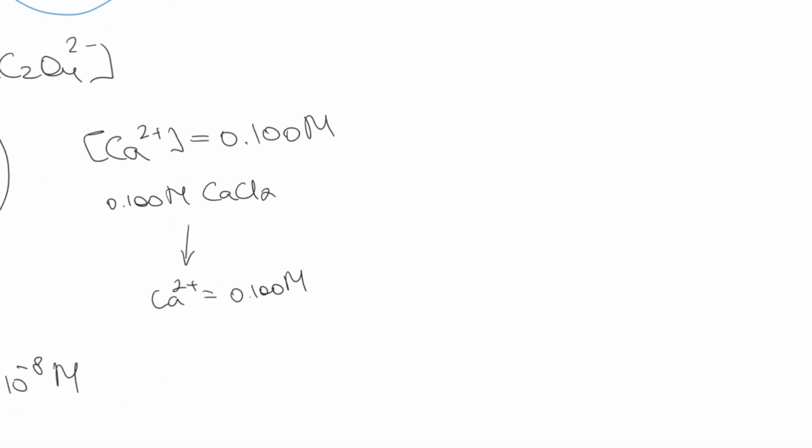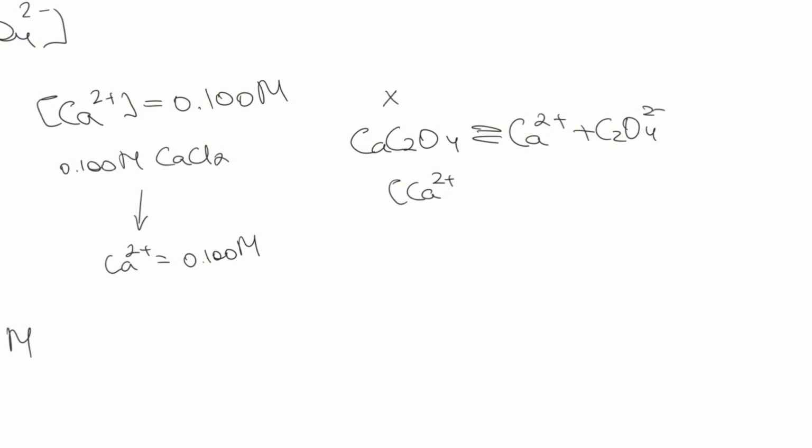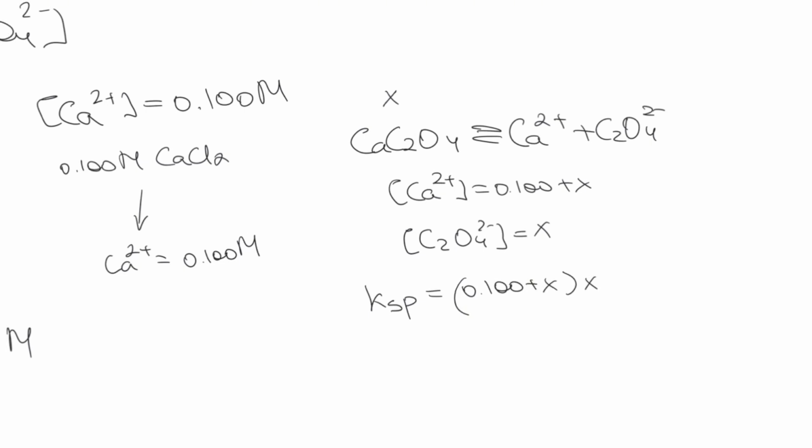write the reaction. The calcium oxalate will dissolve into calcium 2 plus and C2O4 2 minus. If we had X moles per liter of calcium oxalate dissolving, then the concentration of calcium 2 plus will be equal to 0.100 plus X, and the concentration of C2O4 2 minus will be equal to X. Now we put these values into our KSP expression: 0.100 plus X multiplied by X.